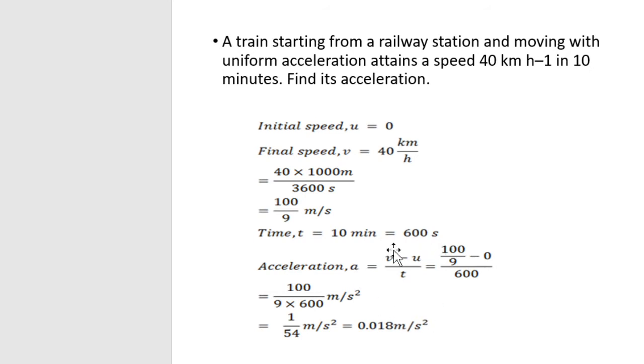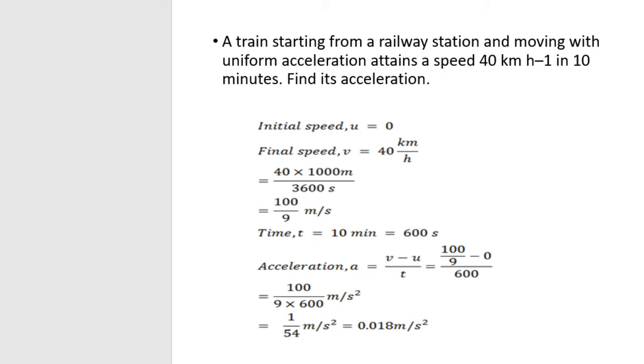Just substitute the values in the formula and you will get 0.018 meters per second squared. So this is the acceleration. Again it is positive acceleration. Why positive? Because the train was initially at rest and the train picked up some speed. So from rest it picked up some speed, which means the acceleration has to be positive, right?